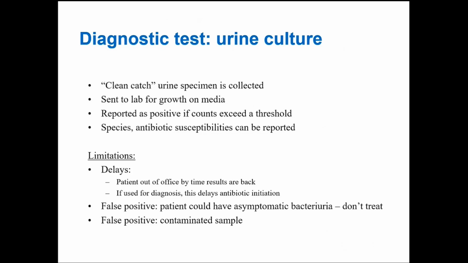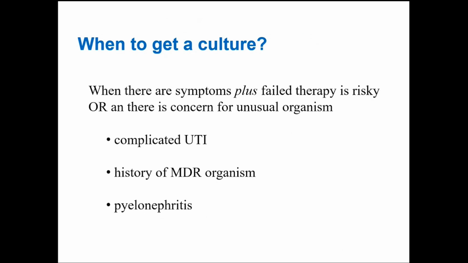Again, false positives if the patient has asymptomatic bacteriuria, and there can also be contaminated samples. Sometimes you get non-uropathogens in the specimen. Sometimes if there's concern about contamination, it raises questions about whether that urine culture truly reflects bacteria that are in the urine or not. So when do we get a culture? In short, if a patient has a complicated UTI, anything outside the norm for a UTI is generally regarded as a reason to get a culture. You might not delay treatment for the culture, but you might want this information running in the background.